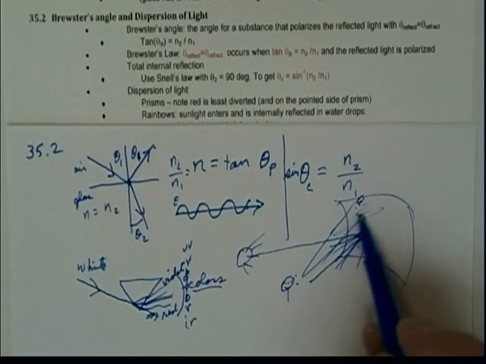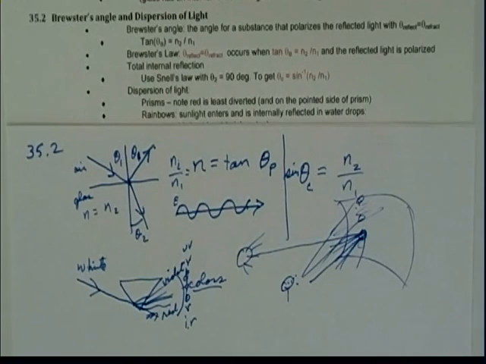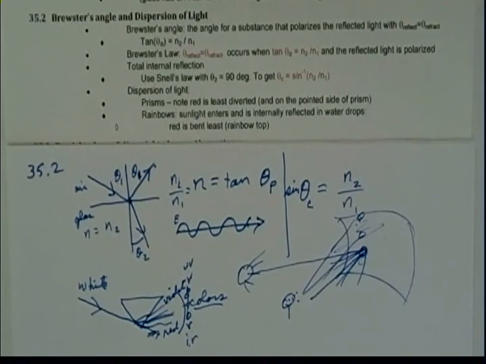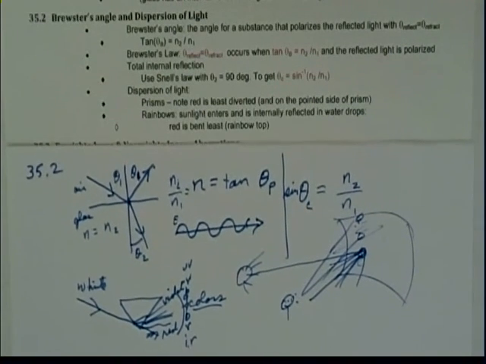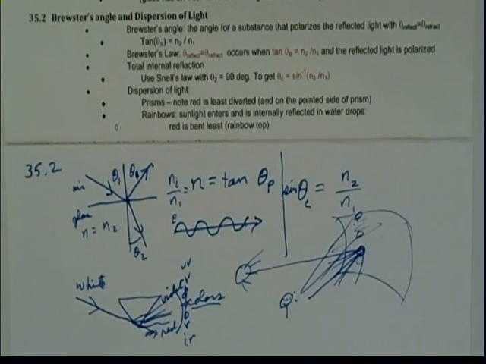That bouncing within the raindrops can occur more than one time, and therefore give us a double rainbow, and that's a rarer occurrence. And the second rainbow is usually less intense than the first one.